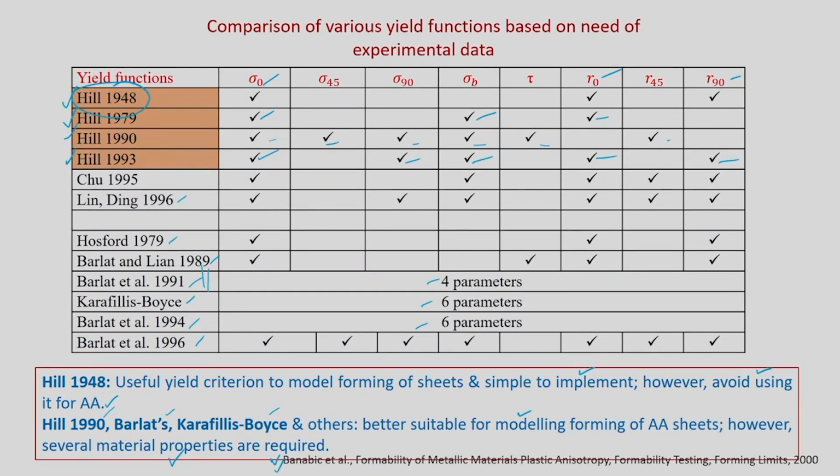Suppose you want to see the tube forming of aluminum alloy, you want to model it, then use one of these, the bottom ones, 1990 Barlat's or something, but then there could be several material parameters you have to characterize. Okay, but it is generally written that it's to avoid it. But if it is a steel tube and you want to study its bending behavior, or sheet, you have to study its deep drawing behavior or any stamping behavior, Hill 1948 would be more than sufficient, okay, because the properties can be easily calculated.